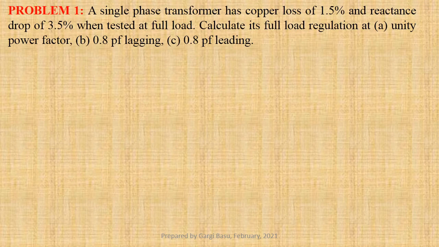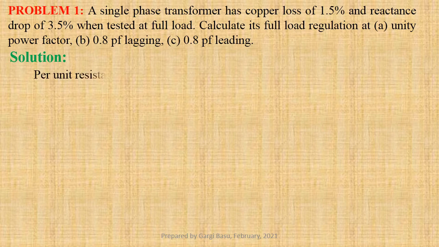Problem number 1. A single phase transformer has copper loss of 1.5% and reactance drop of 3.5% when tested at full load. We have to calculate its full load voltage regulation at unity power factor, 0.8 power factor lagging and 0.8 power factor leading. Let us first jot down the given data.